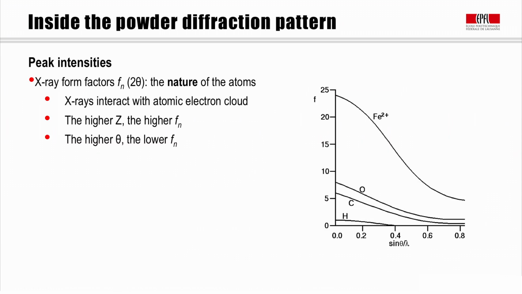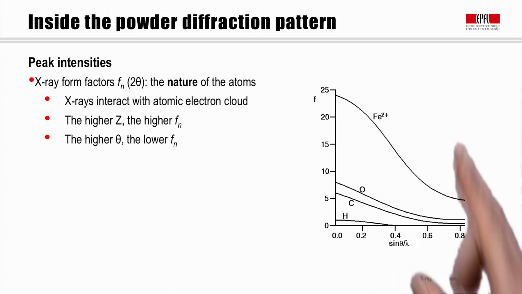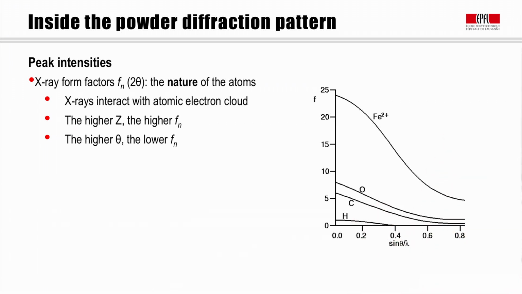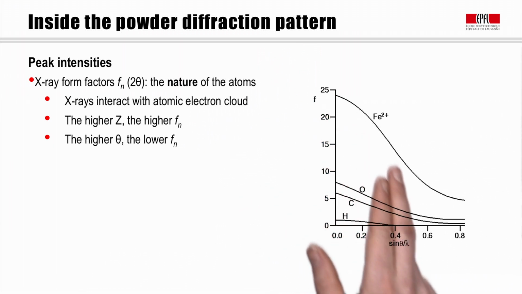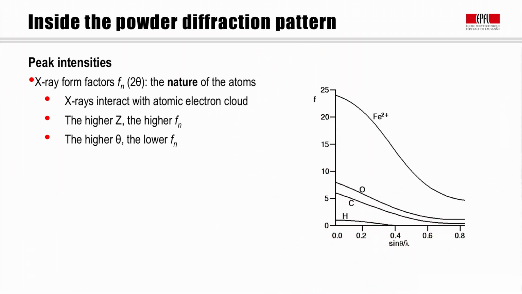The X-ray form factor does not only depend on the nature of the atom, but also on the diffraction angle. This can be clearly seen on the right-hand side of this slide, where we have a comparison between the form factors of iron, oxygen, carbon, and hydrogen as a function of the diffraction angle, here normalized by the wavelength to give a more general treatment of the matter. One can directly see that these form factors really decrease sharply with diffraction angles.